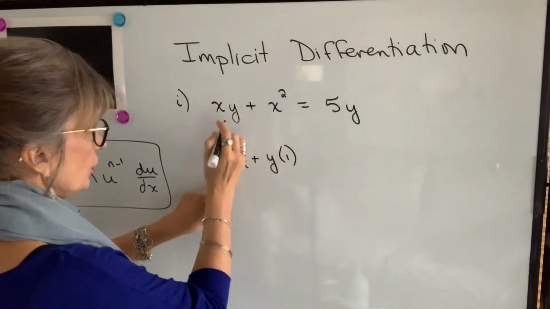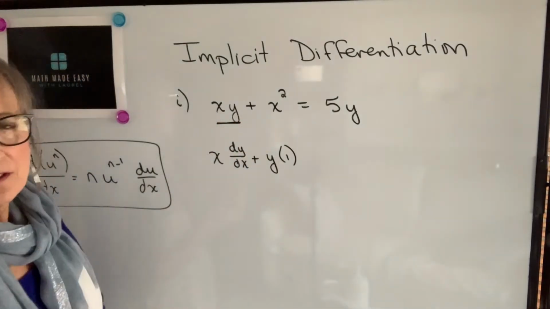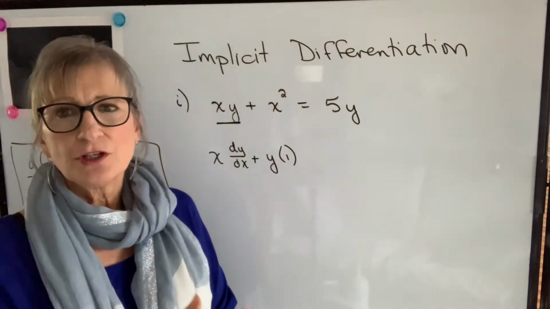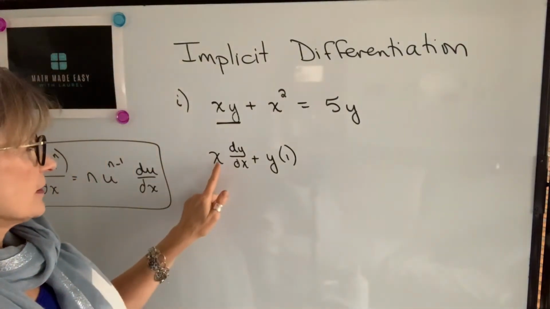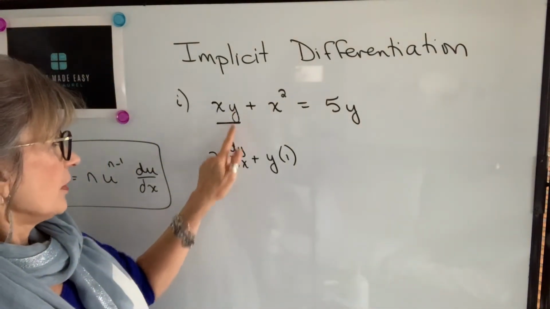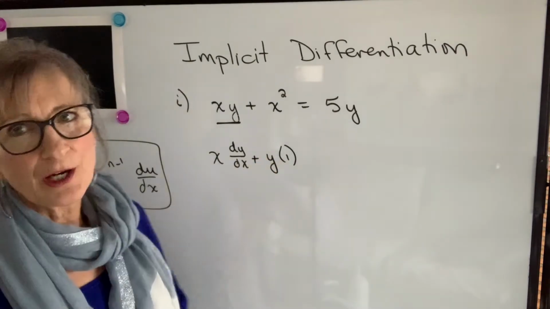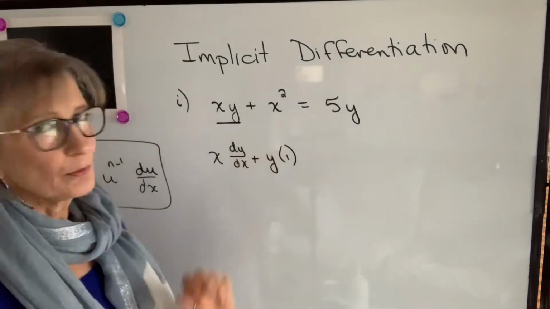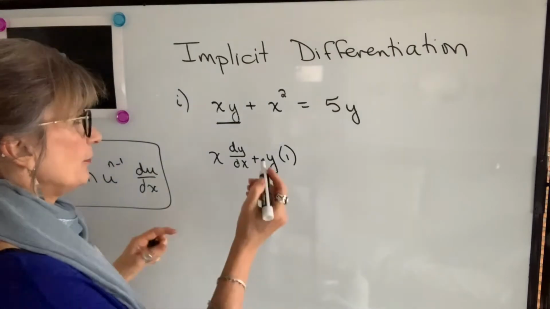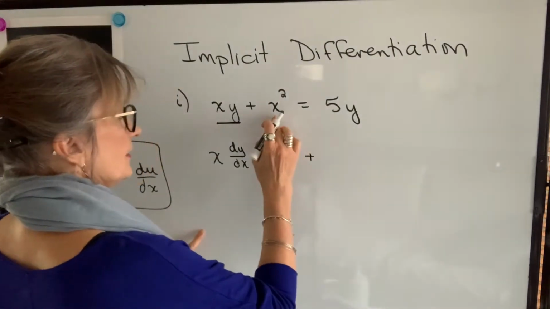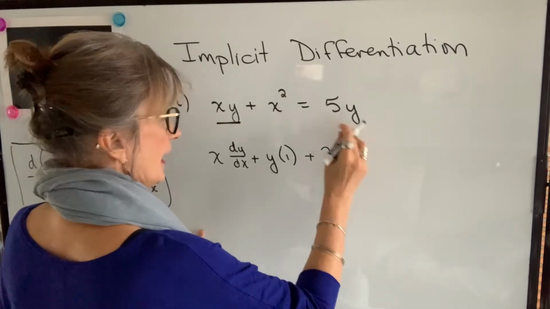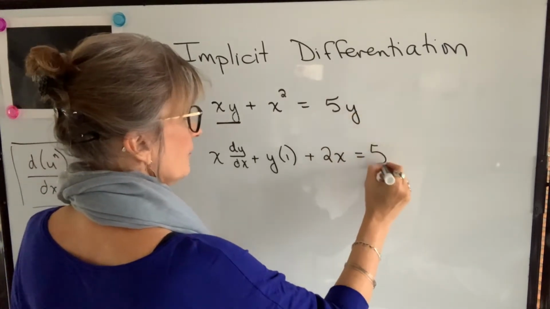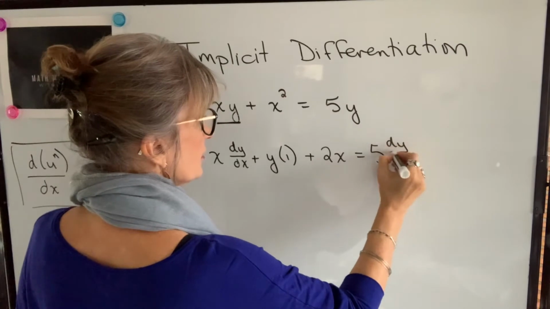So remember, when you have a product, a function times a function, in order to find your derivative, you have to use the product rule, which says it's u times v prime plus v times u prime. And you can write them in any order. And then we continue. The derivative of x squared is just 2x. And the derivative of 5y will be 5 times the derivative of y, which is dy dx.